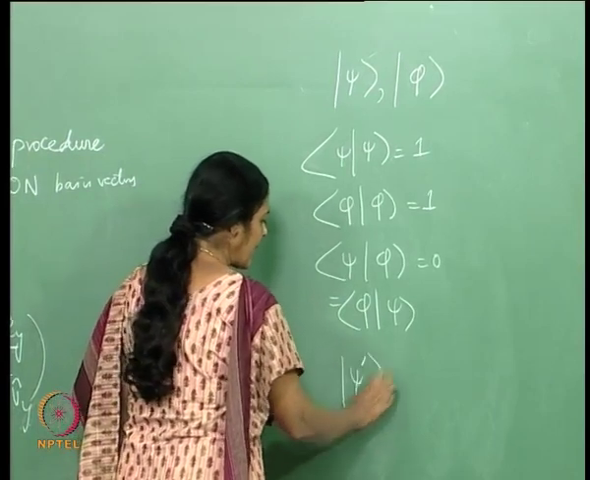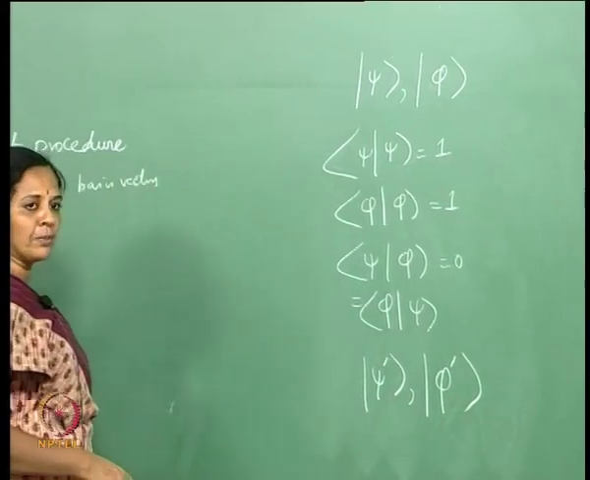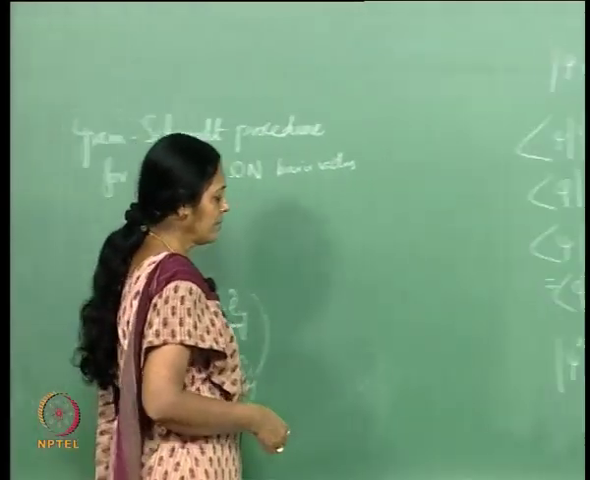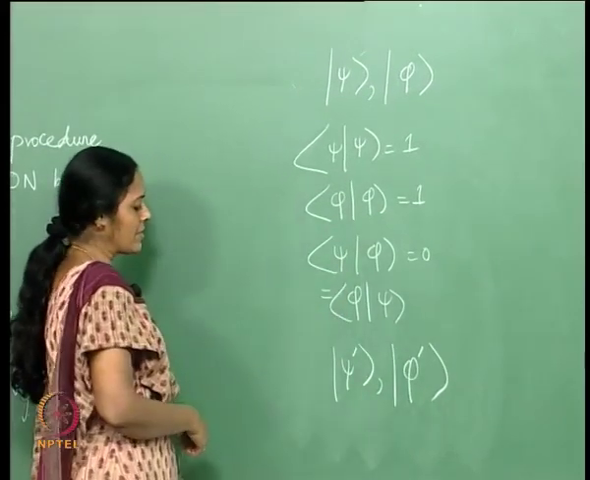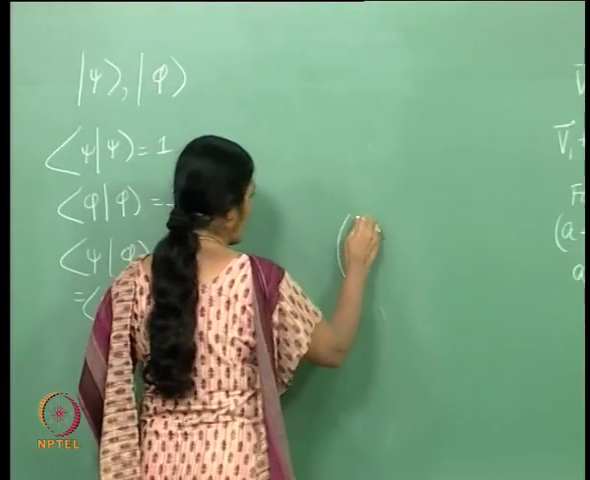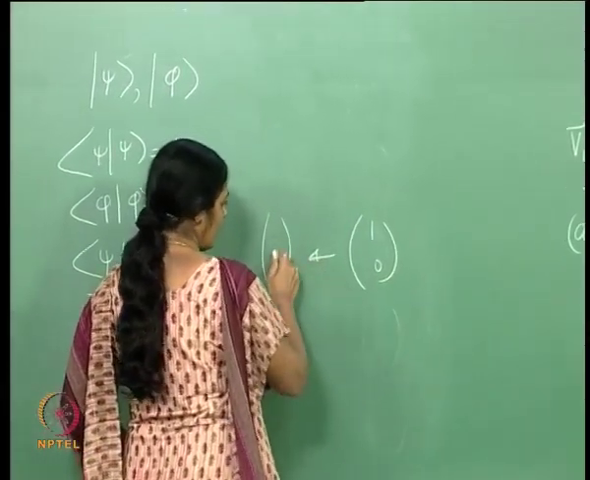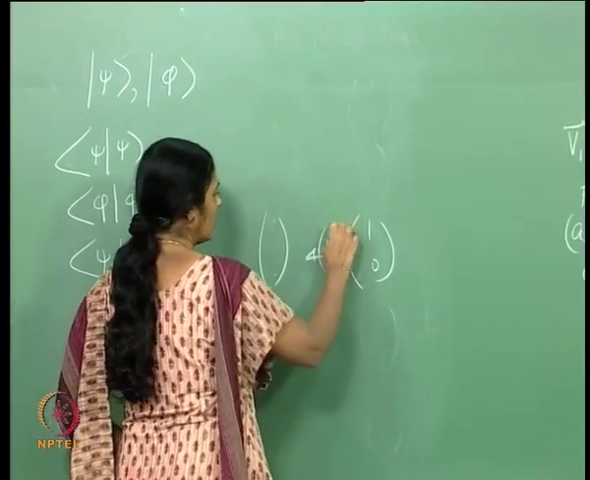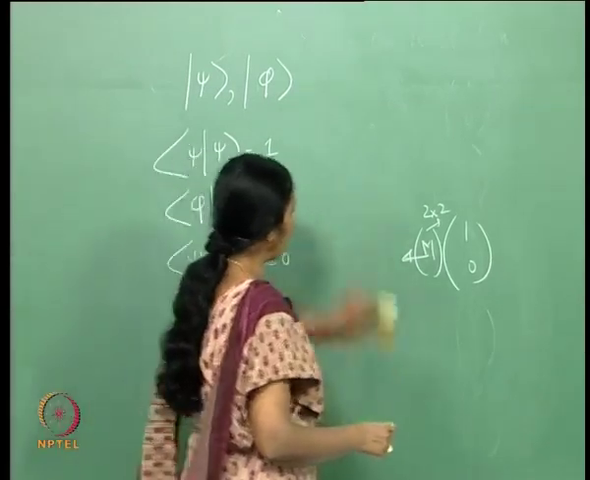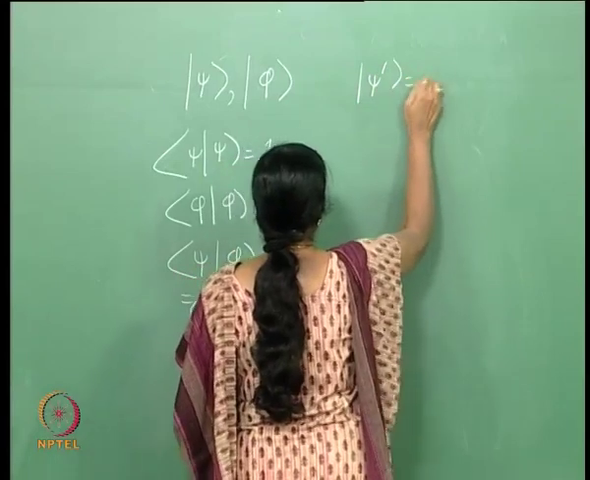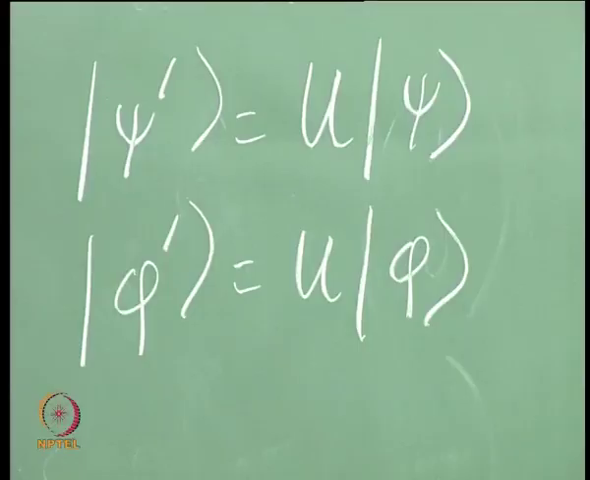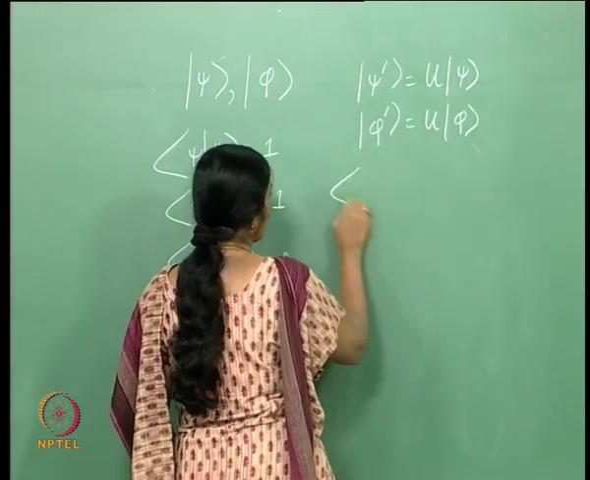Now, let me imagine that I have another basis set psi prime and phi prime in that linear vector space. This could be an example, psi and phi, psi prime and phi prime. In terms of column vectors, it is clear that I would have gone from psi to psi prime through a matrix, because if I had a column 1, 0, and I need to go to another column, of course, with the same number of entries, I would have done it with a 2 by 2 matrix. So let me call that matrix U. So in general, I have psi prime is some U psi, correspondingly phi prime is U phi. So what is the bra?